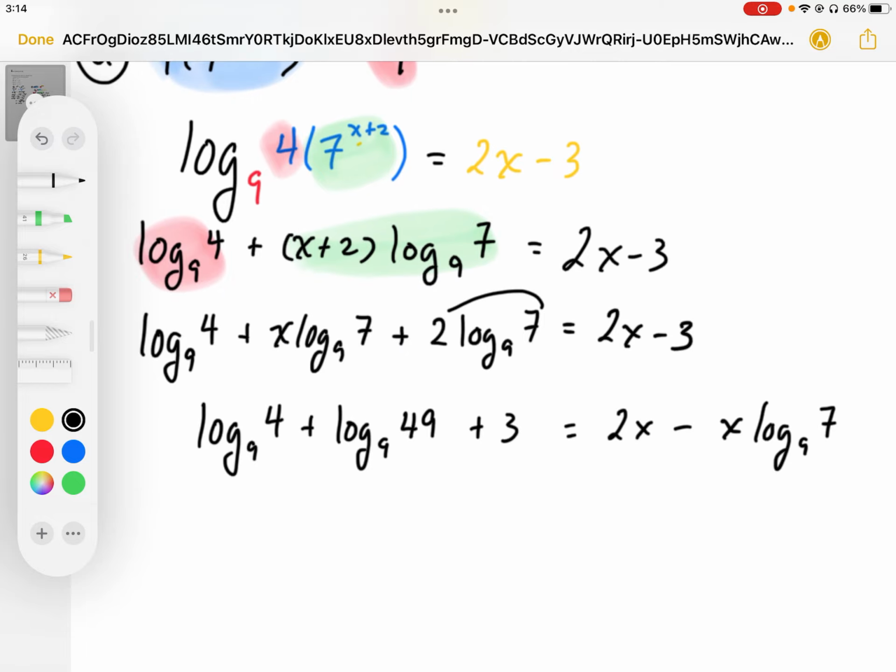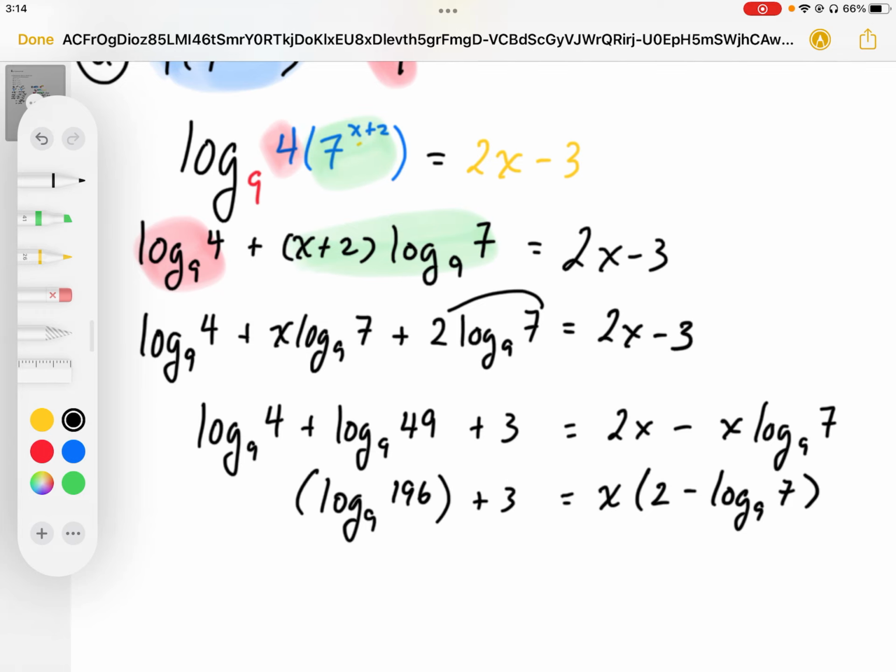Okay, I need to solve for one x, so I'm going to factor the x out. Again, all of that represents some number. Same here, this is all just one number, but part of it's in logs. I'm going to group those logs together. So 4 times 49 is going to give me 196. And then plus 3 is outside of that log.